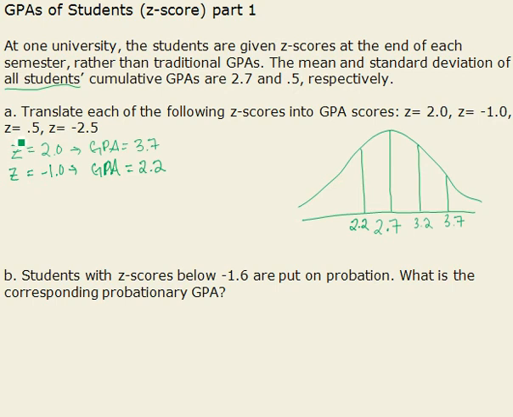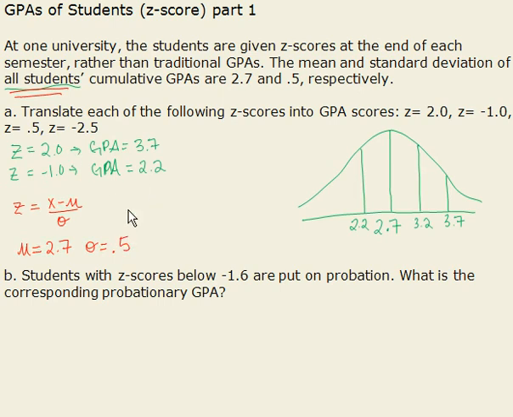Now I have z equals 0.5 and z equals negative 2.5. I'm actually going to solve this a second way by looking at the population z-score formula. The z-score formula for population, and the reason I chose population is because, again, of these all students, is z equals x minus mu over sigma. I know my z-scores. X is what I'm trying to find out. Mu is your mean, in this case 2.7, and sigma, your standard deviation, is 0.5.